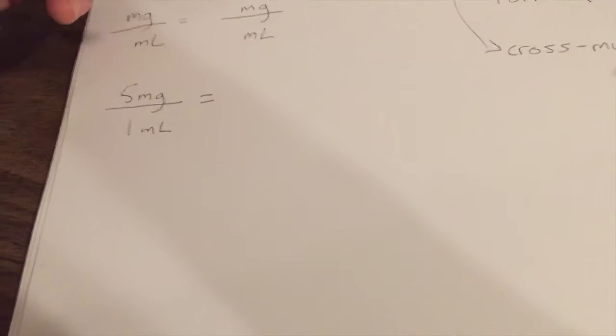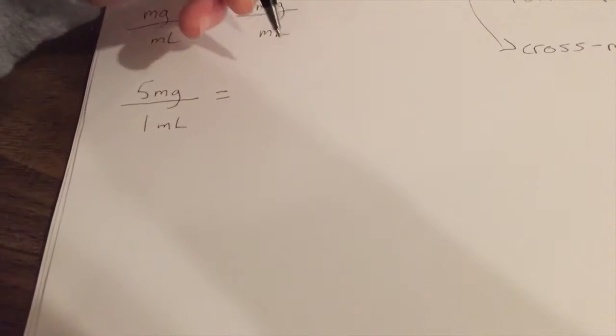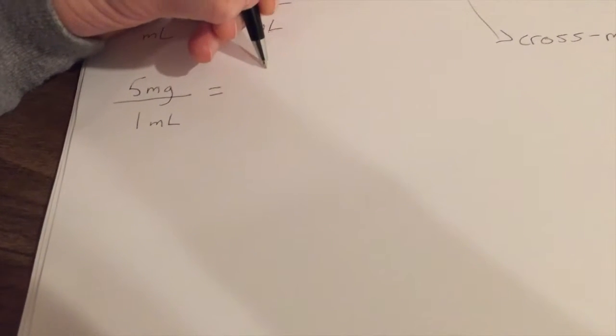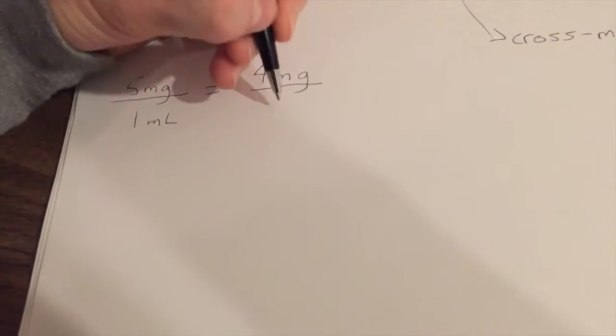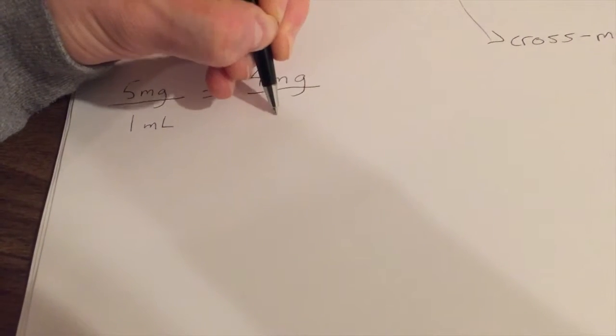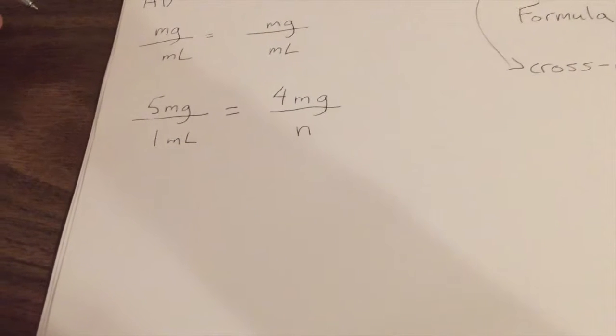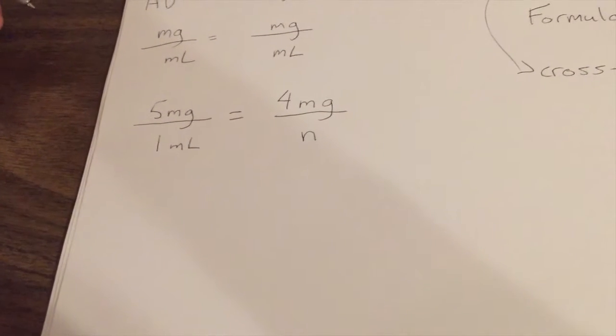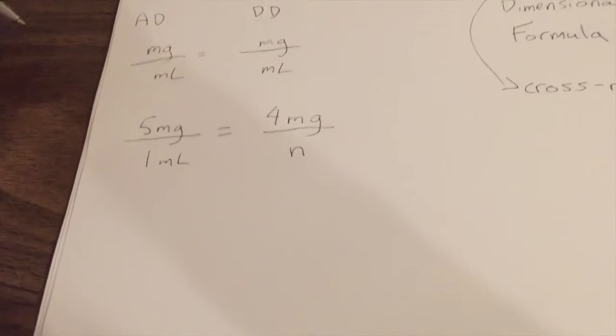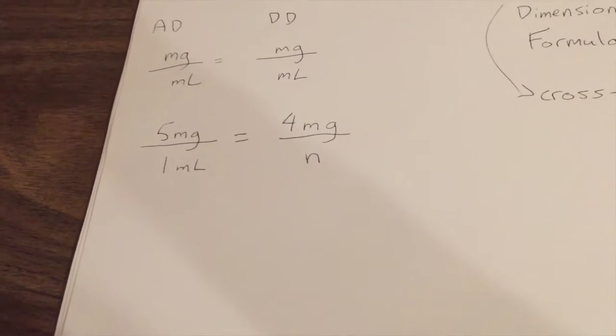And then your desired dose, this is what the doctor wants you to administer. He wants you to administer 4 milligrams of medication. So we have to figure out how many milliliters of medication we are going to give to our patient, because he needs it via IV, for example. So to figure this out, we need to cross multiply.